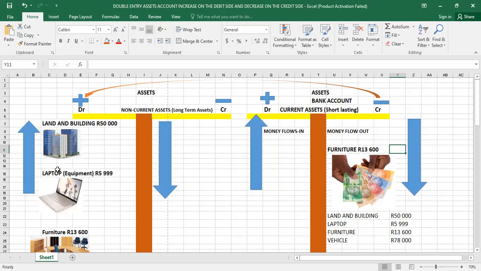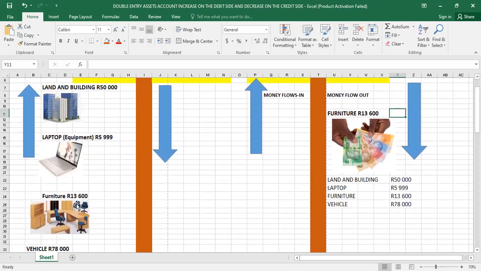These are the assets that we are going to be using for a long period of time. We can use this building for 100 years. We can use this laptop for 5 or 6 years, even 10 years within our business. We can use even this furniture for 20 years. So the non-current assets are the assets of the business that can be used for a long period of time within the entity. Now, let us go and debit our non-current asset, which is our furniture.